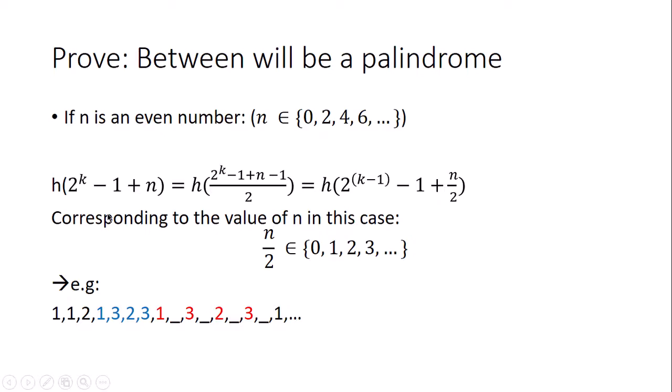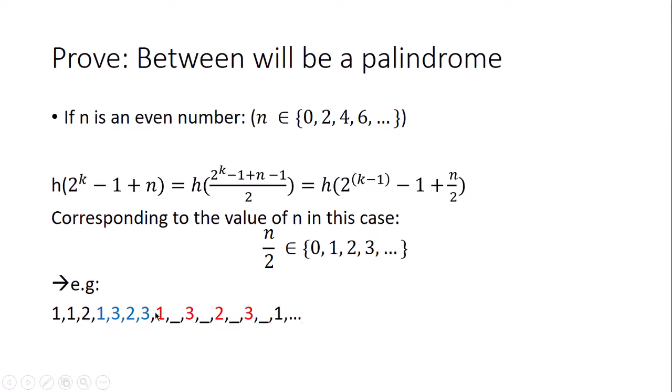So it's a range before that. So plus n, but it's plus n divided by 2. So corresponding to the value, in this case, n divided by 2 will equal 0, 1, 2, 3. So it keeps increasing like that. You can see it in the example like this.